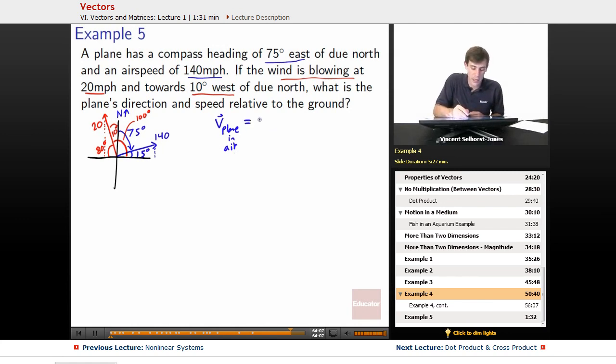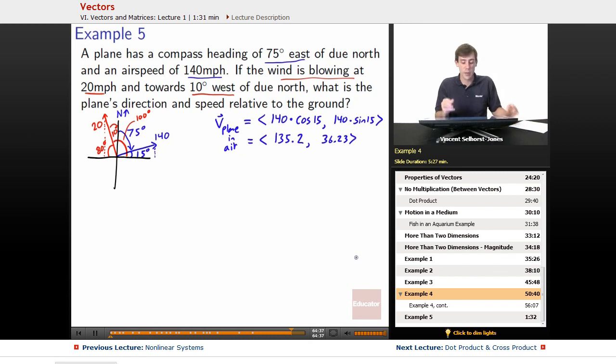So the velocity of the plane in the air, its horizontal component is going to be the length of the vector, 140, times the angle we've got, which is 15. If we're talking about the horizontal, that's going to be side adjacent, so cosine 15. And 140 times sine 15 for the vertical, because that's side opposite. We work that out, and that winds up coming out to be approximately 135.2 and 36.23. The units on both of those are miles per hour, because it's moving 135.2 miles per hour north and 36.23 miles per hour east simultaneously.